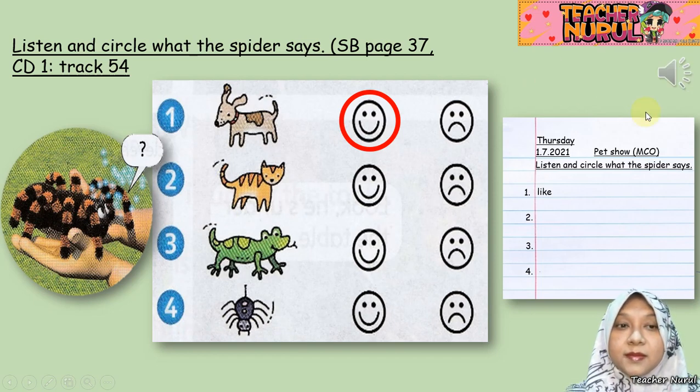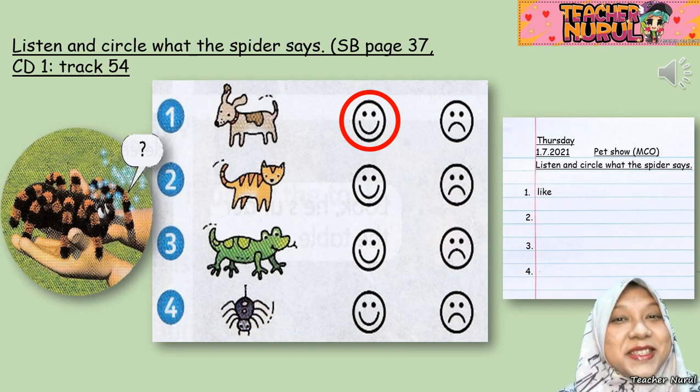Student's book, page 37. 2. Listen and circle what the spider says. 1, I like dogs. 2, I don't like cats. 3, I don't like lizards. 4, I like spiders.